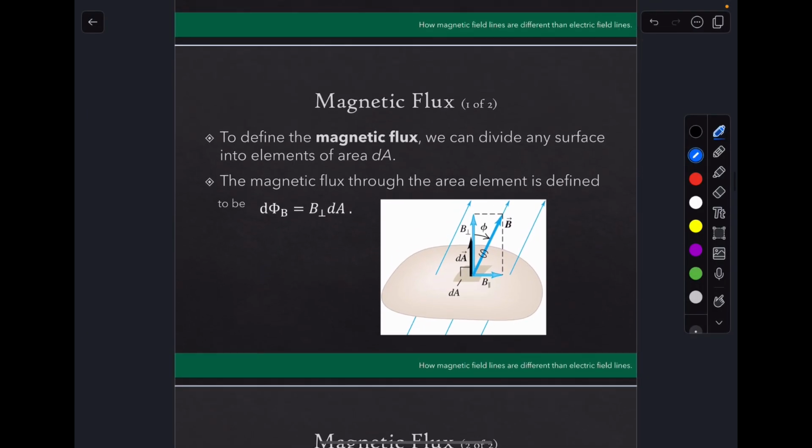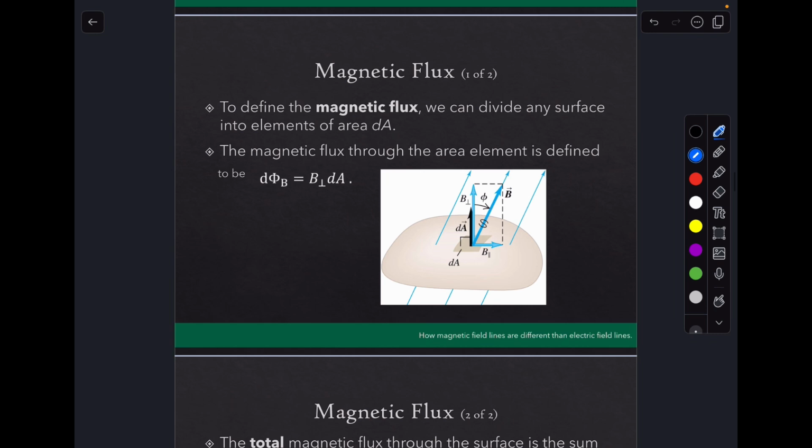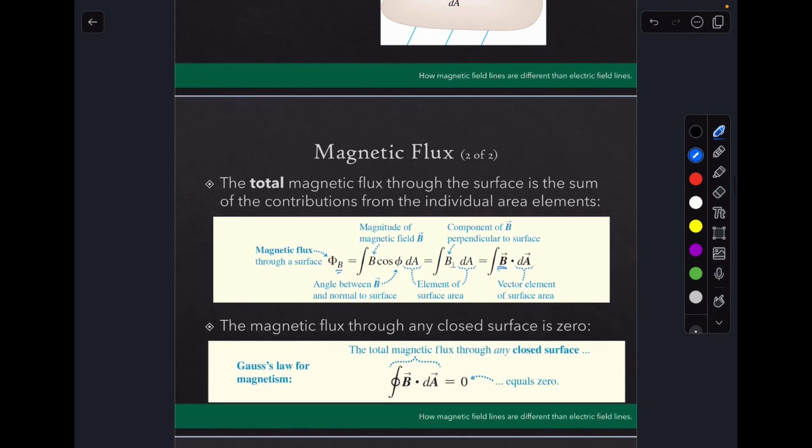So let me go ahead and make sure I don't get any weird notifications. And so I kind of breezed over magnetic flux because we spent a lot of time working on electric flux, and it's literally the same mathematical operation. The only difference is we're using a B field instead of an E field. So the math is exactly the same. The way that we define the magnetic flux most generally is the exact same way we defined electric flux, except we replaced E with B.